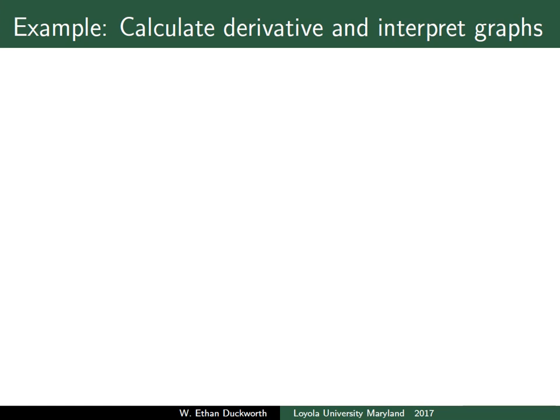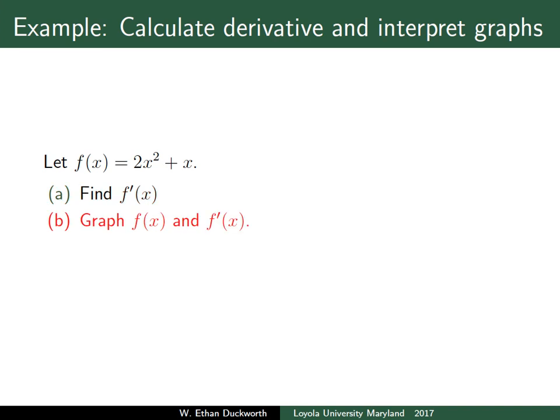In this example, we're going to look at how to calculate a derivative and how to compare the graph of the derivative and of the original function. Let f of x equal 2x squared plus x. Part A, we'll find the derivative, f prime of x. Part B, we'll graph f of x and f prime of x, and we'll explain their relationship at x equals -1.